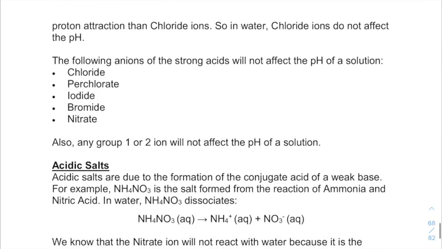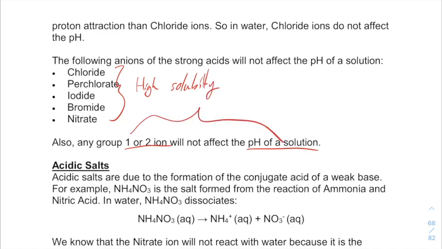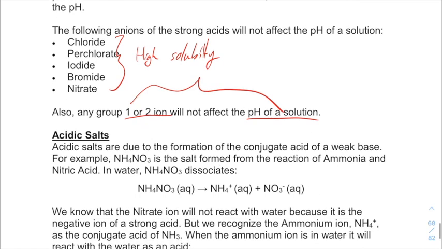So the following anions of strong acids do not affect the pH of solutions. Those include chlorides, perchlorates, iodides, bromides, and nitrates. Also, any group 1 or 2 ion will not affect the pH of a solution. So these are all of our highly soluble, right? These are our high solubilities. So that's really the key, is solubility. That's why we did that solubility unit first.